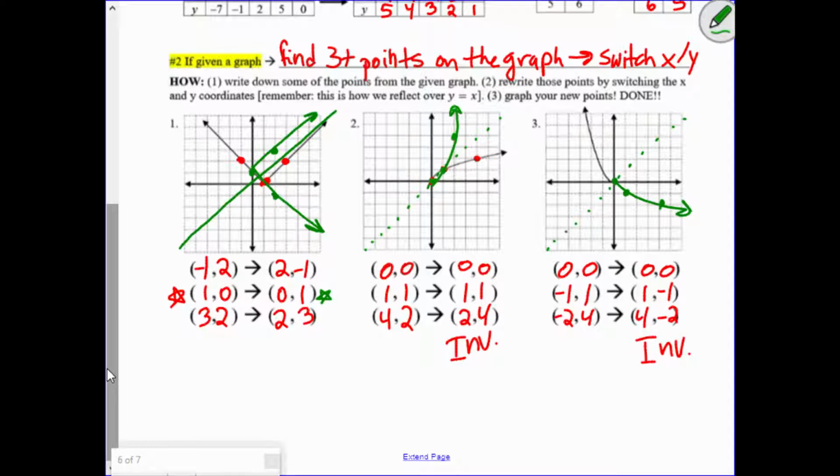Alright, so you will need to be able to do this kind of thing too, not only find the inverse points, but then graph them and illustrate why that's the inverse, the reflection over y equals x. Questions on the first page?